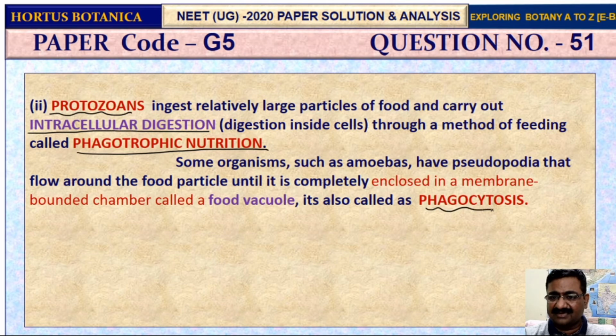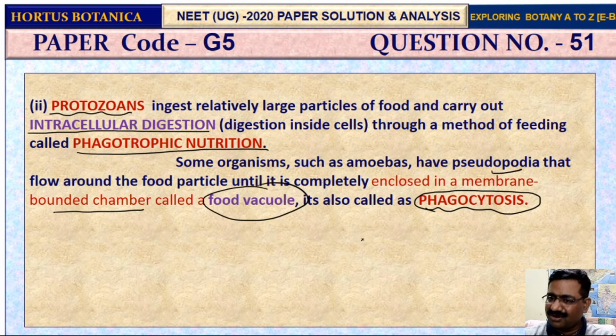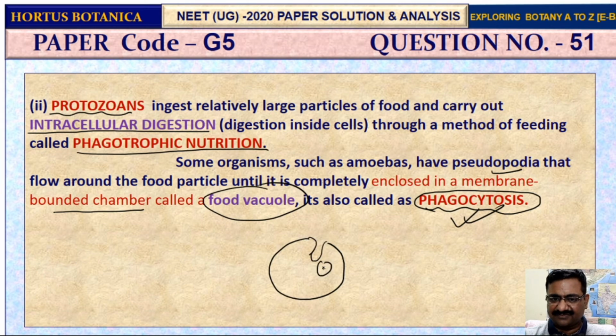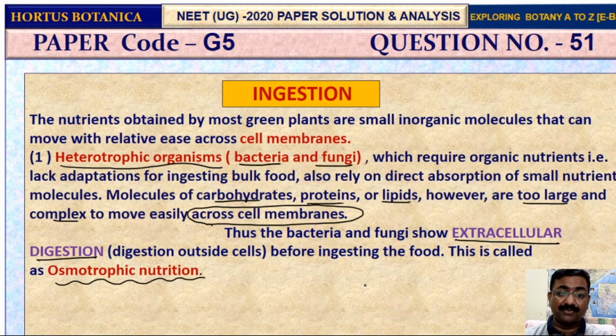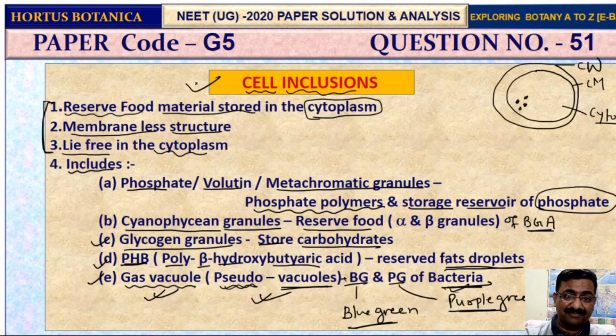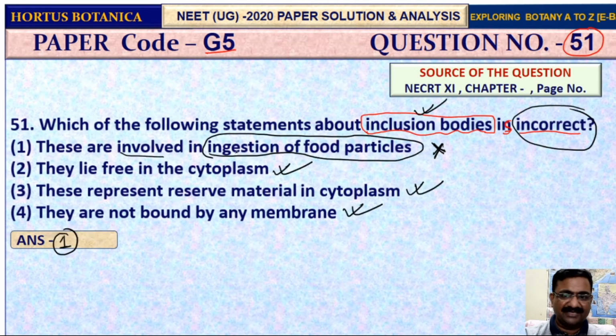And when they are showing movement, they are coming inside. So this is nothing but phagocytosis. They enclose a membrane-bounded chamber, and this is the food vacuole, and this is the phagosome, and the movement is called phagocytosis, isn't it? So see, this is the cell membrane, and things are coming inside through the pseudopodia, and this process is called endocytosis. So this is not concerned with endocytosis. Rather, we are talking about only cell inclusion, these important four parts. That's why this first option is 100% not concerned with the cell inclusion, isn't it?